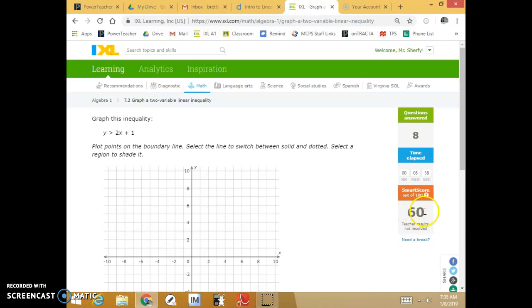All right, so I always tell my students that we want to go to a 90. I make my IXLs out of a 90, so I'm getting closer. I've only answered 8 questions, about 9 minutes, so really not that bad as far as the amount of time that we've taken to do this.